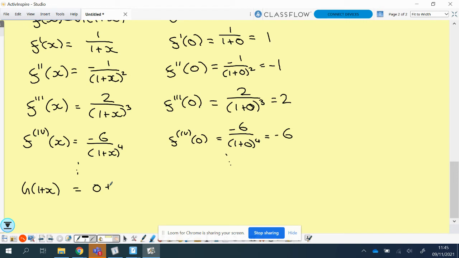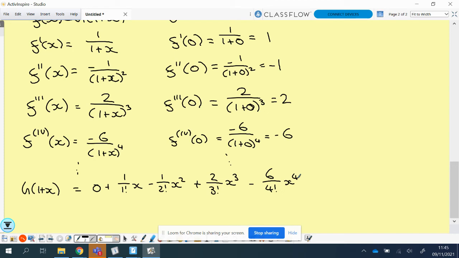Then it is f dash of 0 over 1 factorial, so it's going to be 1 over 1 factorial x. Then my second derivative at 0 is now negative 1, so it's negative 1 over 2 factorial x squared. And it becomes plus 2 over 3 factorial x cubed. Then minus 6 over 4 factorial x to the power 4. What do you think the next term would be? Do you think it would be positive or negative?